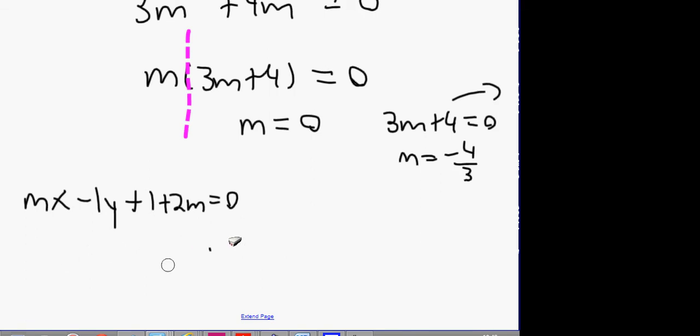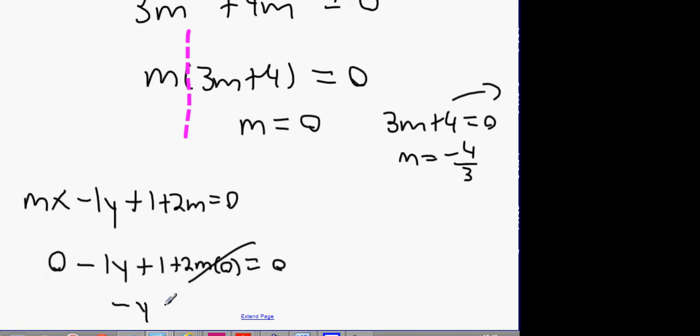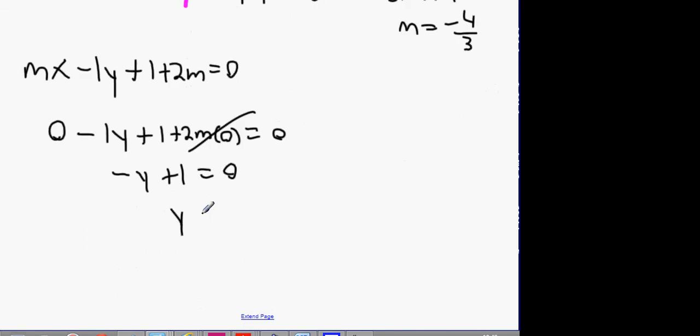So what we're going to get is 0 minus 1y plus 1 plus 2m times 0 equals 0. Then we're going to get minus y plus 1 equals 0. This is the same thing as y equals 1. What type of line is y equals 1? Goes straight up. Oh, sorry, straight across. Okay, it goes straight across.